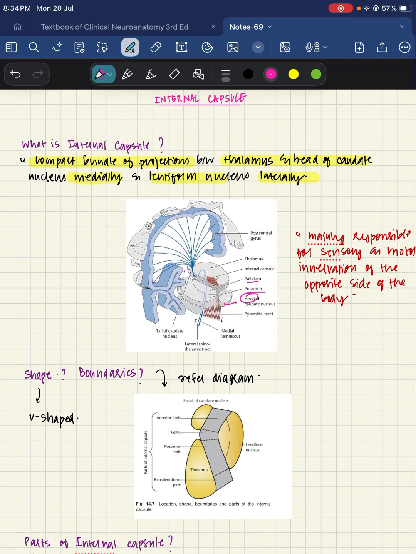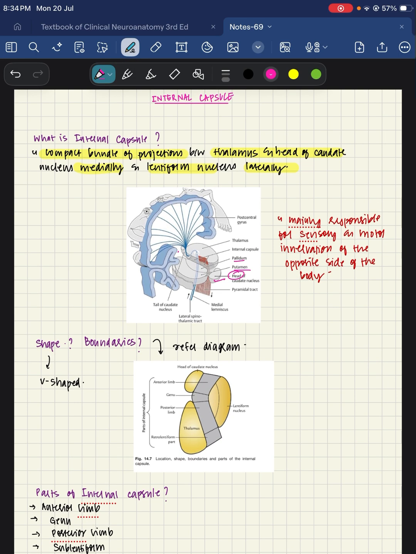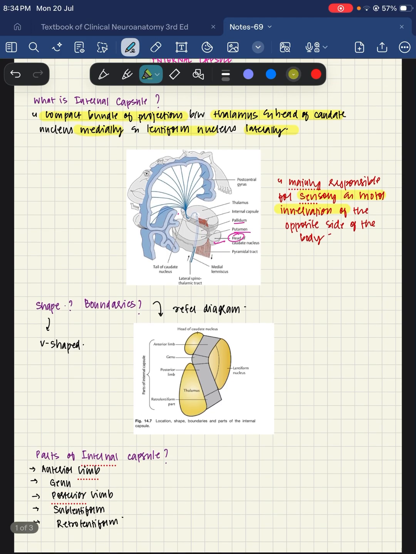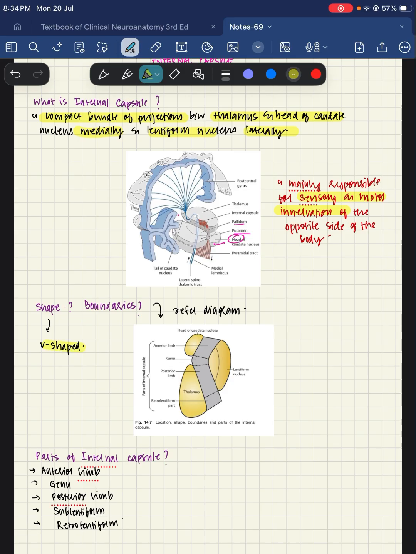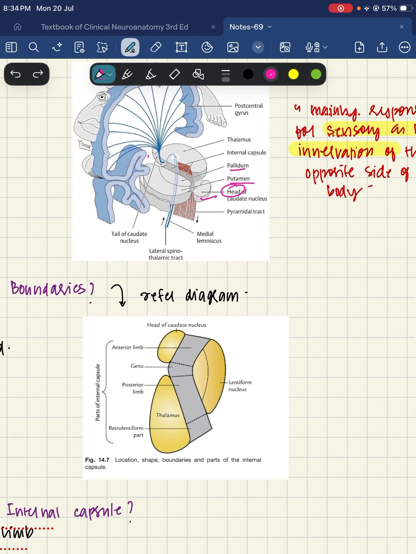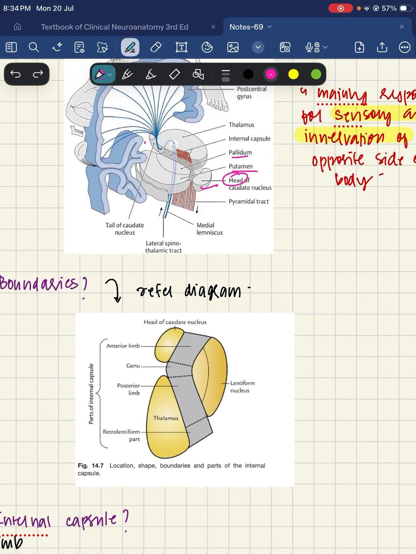It is mainly responsible for the sensory and motor innervation of the opposite side of the body, which we will talk about in more detail when we come to the clinical correlation. So what is the shape? It is V-shaped, as you can clearly see from the diagram. This shape looks like a V. So what are the relations? From this diagram you can say the medial relations as I said earlier, but mind you, this is a 2D representation.